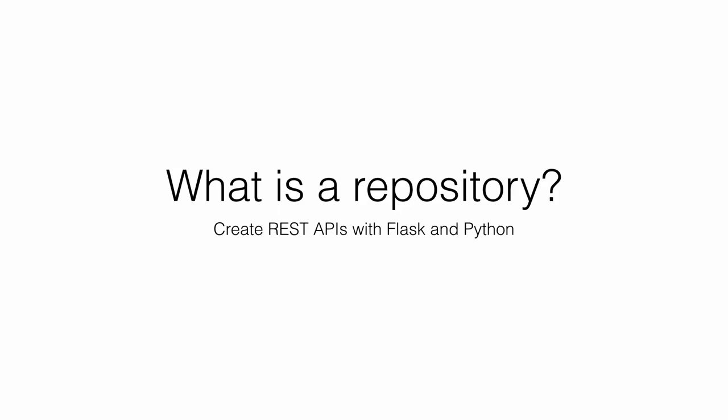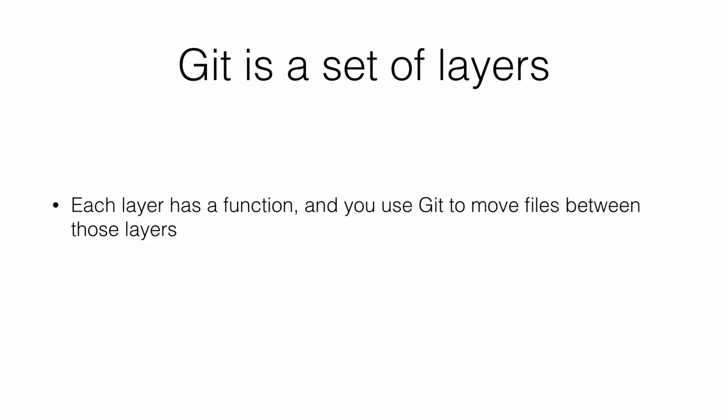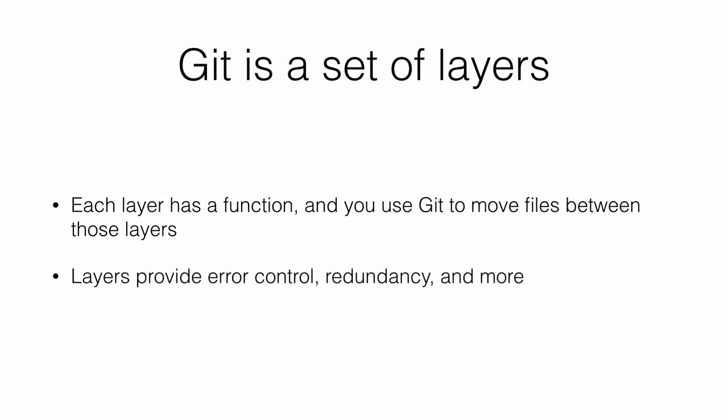In this video we're going to look at what is a repository. This is important because Git is organized in a very specific way to give you control and power. It's important to understand what Git is because all Git commands are used for one thing only. Git is a set of layers, and each layer sort of has a function. The function is dependent on the layer, but all you do with Git is you move files between these layers. And the layers provide error control, redundancy, and more things. So depending on the layer, you get one thing or another.